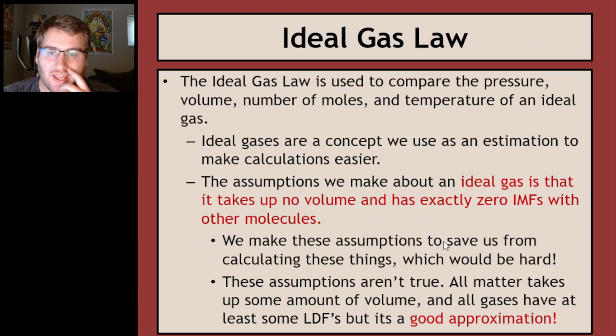The first one is called the ideal gas law. The ideal gas law is used to compare the pressure, volume, number of moles, and temperature of an ideal gas. An ideal gas is just a concept we use as a way to estimate what a gas's quantities really would be, to make calculations much easier. Ideal gases don't exist in real life. No gases in real life are ideal, but most gases are like 95% ideal or 99% ideal or maybe 90% ideal. They're really close to this, and this makes our life a lot easier than having to calculate every little minute detail of a gas.